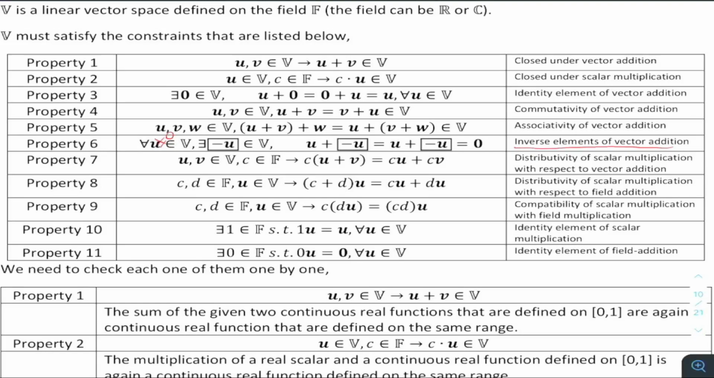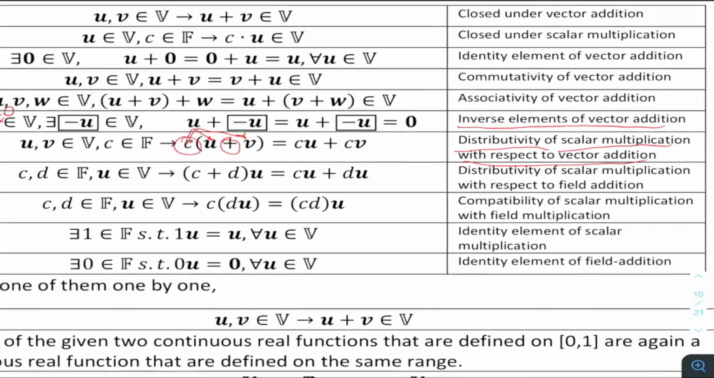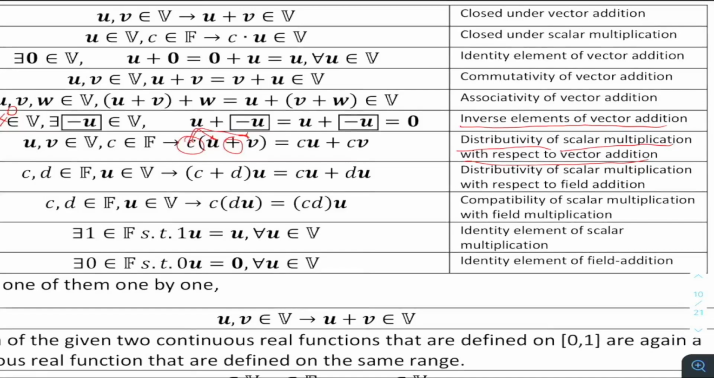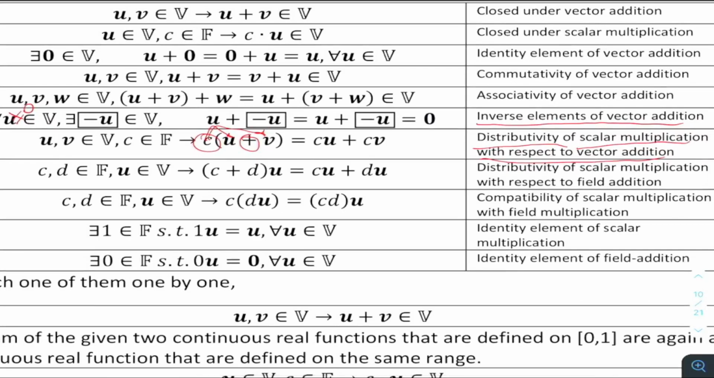This is the seventh property, distributivity of scalar multiplication with respect to vector addition, right? Here, this is a scalar, and it distributes over that vector sum operation. It signifies that, right? And the eighth property, let me write that. Okay, eighth property. I hope you were able to see that, right? Small words. And this is the eighth property.